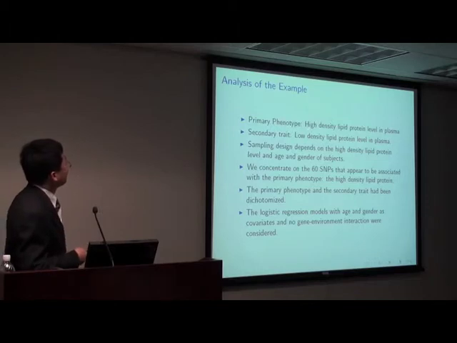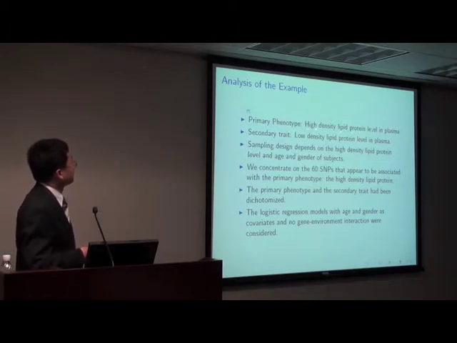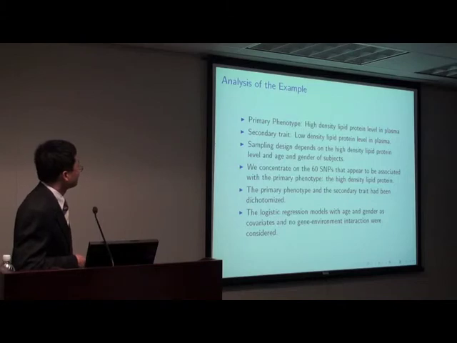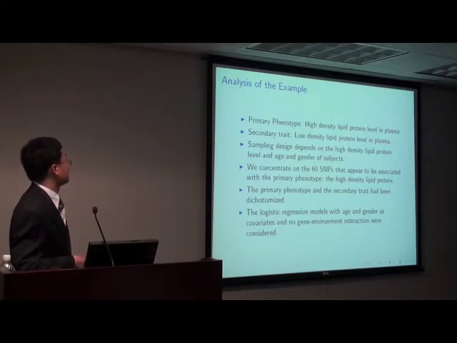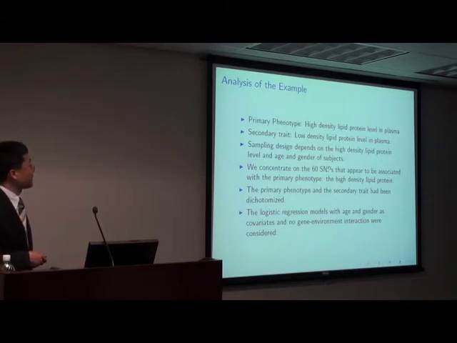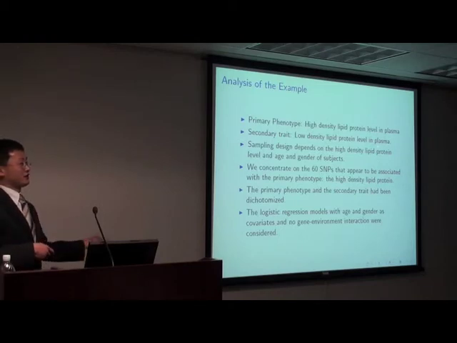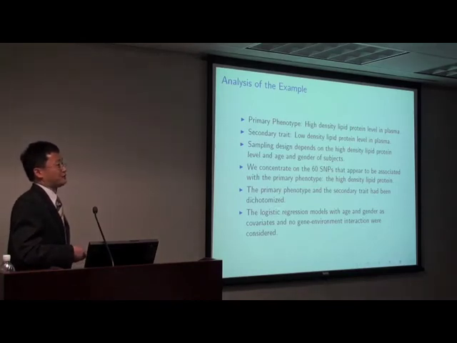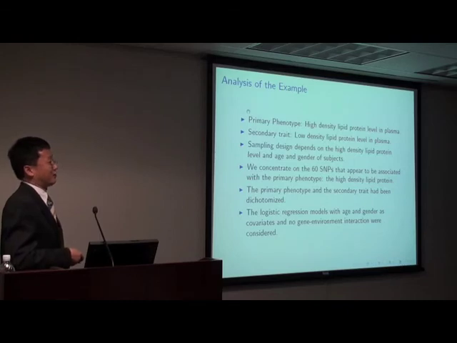To apply this to the example we have here, the high density lipoprotein level in plasma is the primary phenotype. And the secondary phenotype we analyze here is the low density lipoprotein level in plasma. We could do the other secondary traits, but I show you only this one here. This sample design, remember, depends on the high density lipoprotein, age, and gender of the subjects. So we concentrate on 60 SNPs that appear to be associated with the primary phenotype. Why do we do that? Because for all other SNPs, this correction isn't really doing much, because if the primary outcome does not associate with SNPs, we can somewhat assume that the correction, if it is there, should be relatively small.